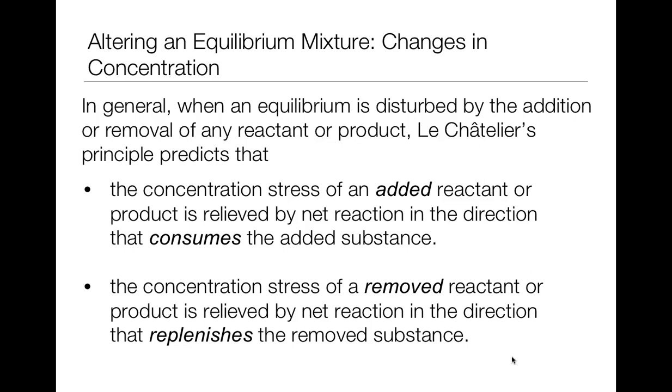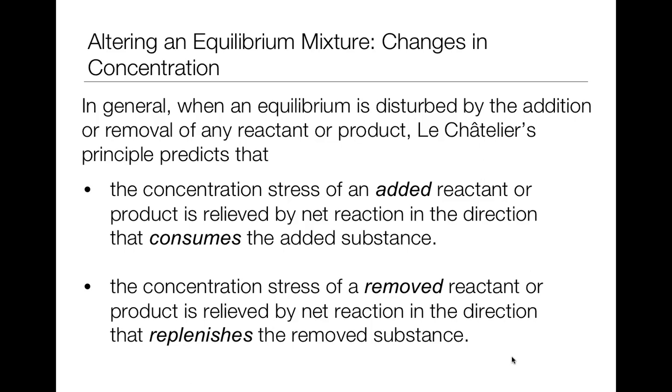In general, when an equilibrium is disturbed by the addition or removal of any reactant or product, so we're talking about changes in concentration, Le Chatelier's principle predicts that the concentration stress of an added reactant or product is relieved by the net reaction in the direction that consumes the added substance. This means if I add more to the reactant side, it will be consumed to produce more products. If I add more products, it's going to shift the reaction back towards more reactants until it reaches the Kc, so the ratio between the products and reactants is at the equilibrium ratio.